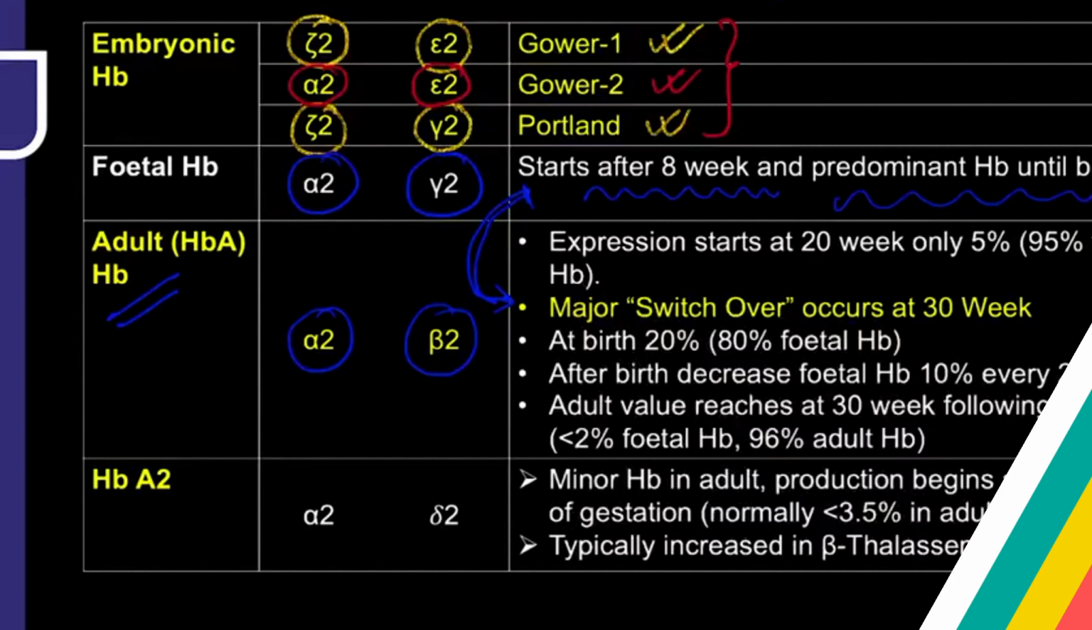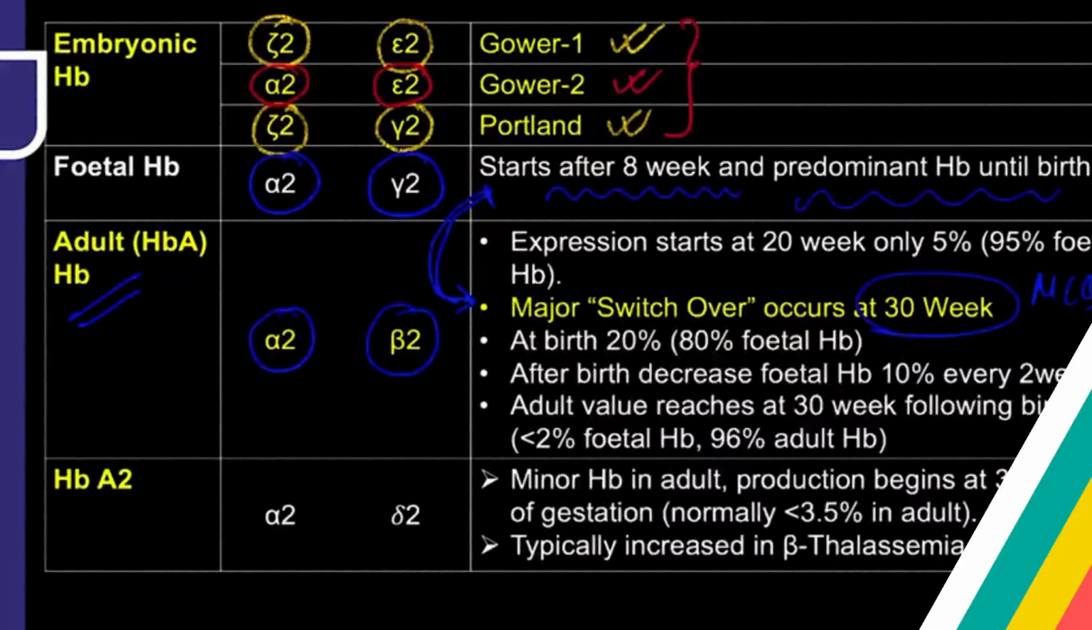Previously, we talked about the switchover of hematopoiesis from the yolk sac to your liver to bone marrow. But here we are talking about the switchover of hemoglobin from fetal hemoglobin to adult hemoglobin. What is the age? 30 weeks of gestation. This is an important MCQ. You have to remember, right? Major switchover of hemoglobin from fetal to adult hemoglobin occurs at 30 weeks of gestation.